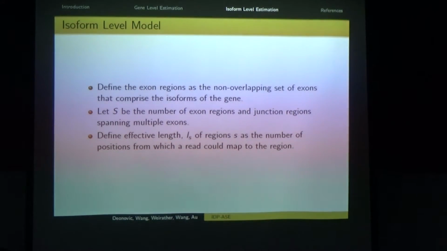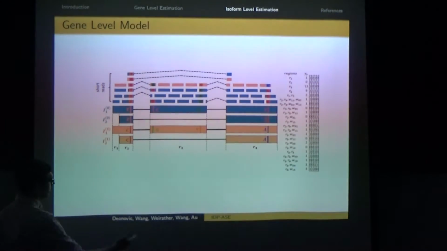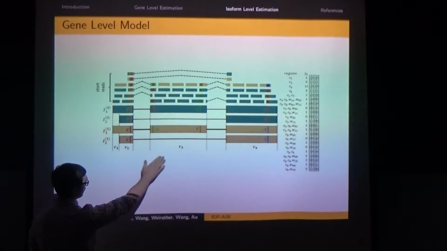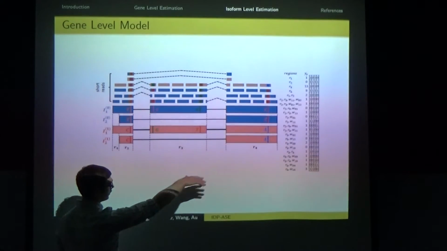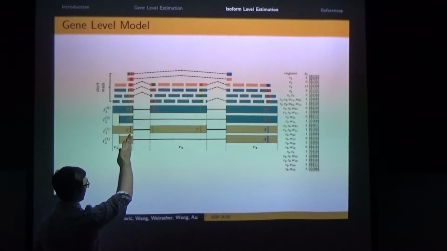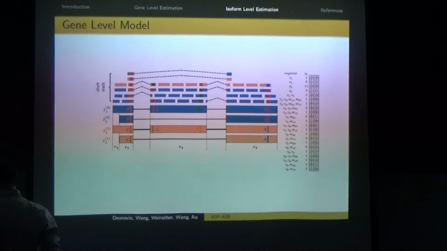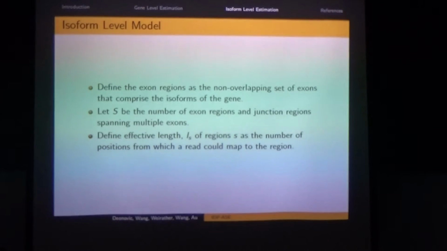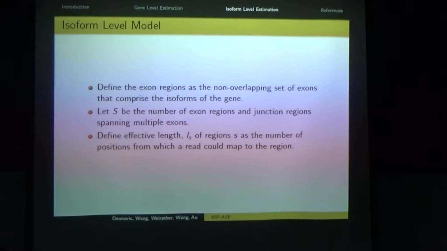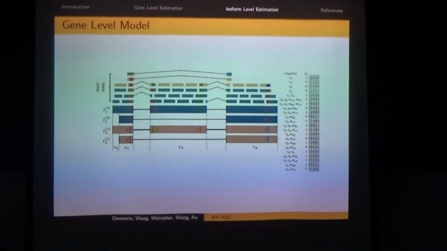Suppose there are S number of regions and junction regions that can span multiple of these regions. So a junction could be between R2 and R3, or perhaps between R2, R3, and R4, indicating that a read could potentially map to this region and that region. So there's S, the total number of regions or junctions like that. And define L_S as the effective region length, which is defined as the number of positions from which a read can map to that region.